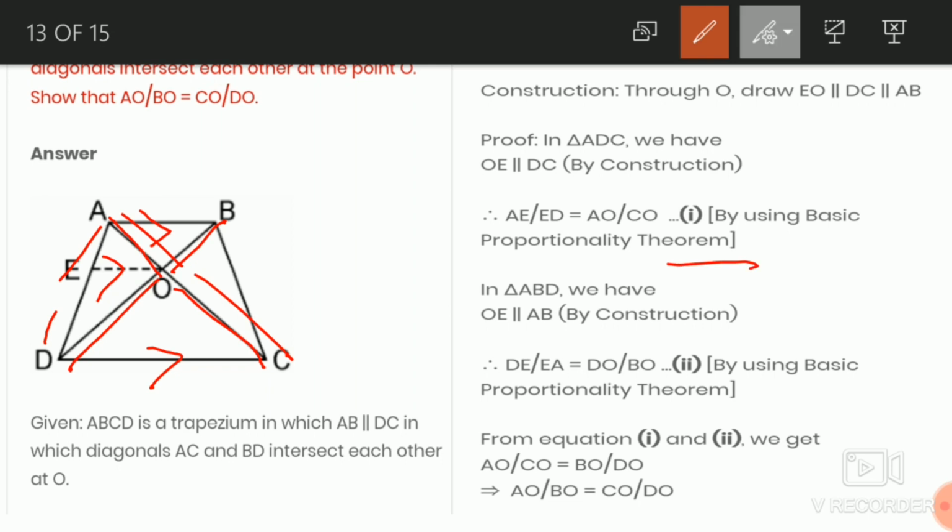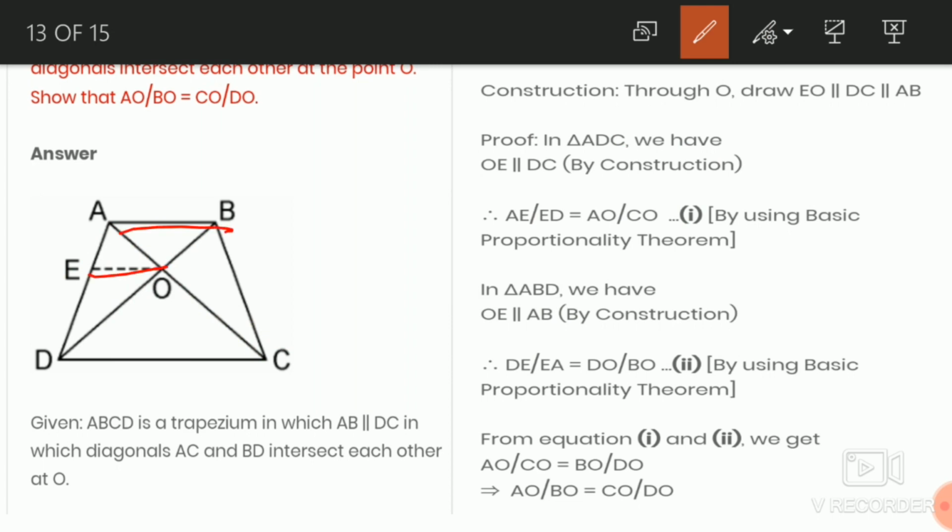Now in triangle ABD, we have OE parallel to AB, right? OE is parallel to AB. So in such case we can write down DE by EA equals DO by OB. So mark it as equation 2.